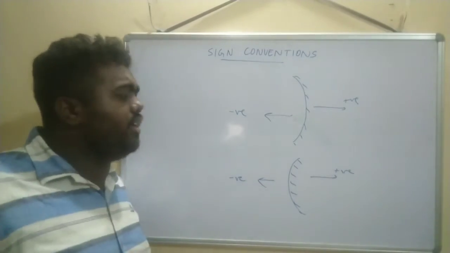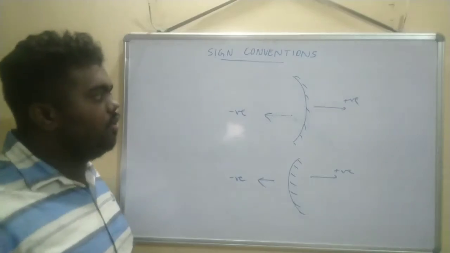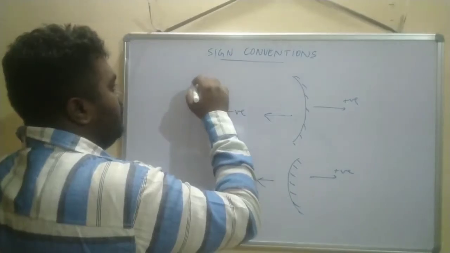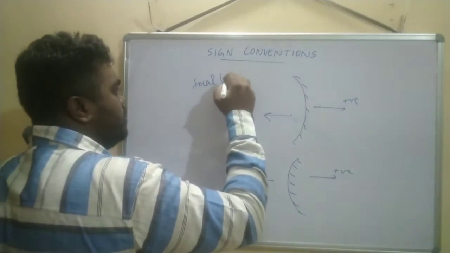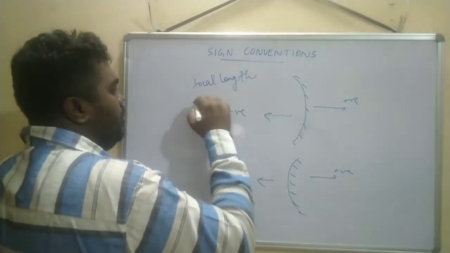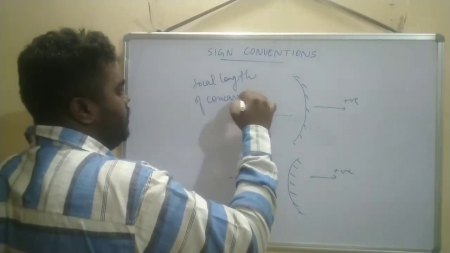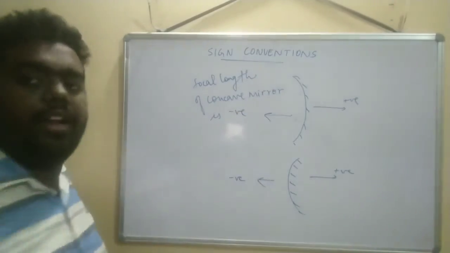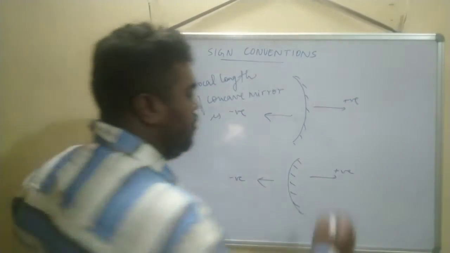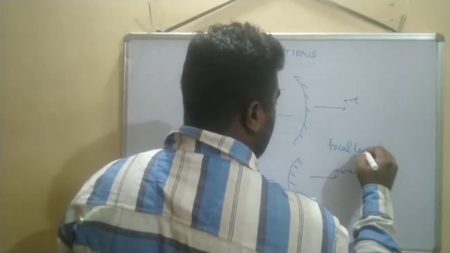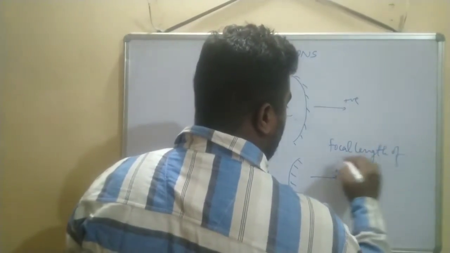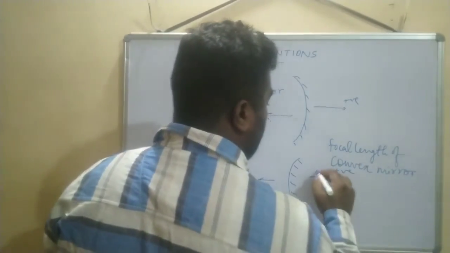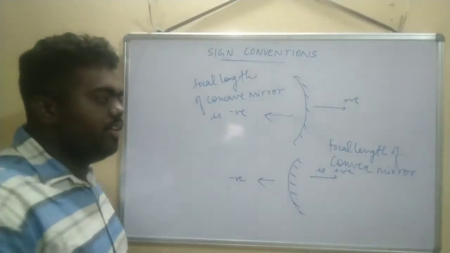Now remember one more thing about the focal length. Focal length of this concave mirror is negative. Note this point. Focal length of concave mirror is negative, and focal length of convex mirror is positive. Remember this thing.